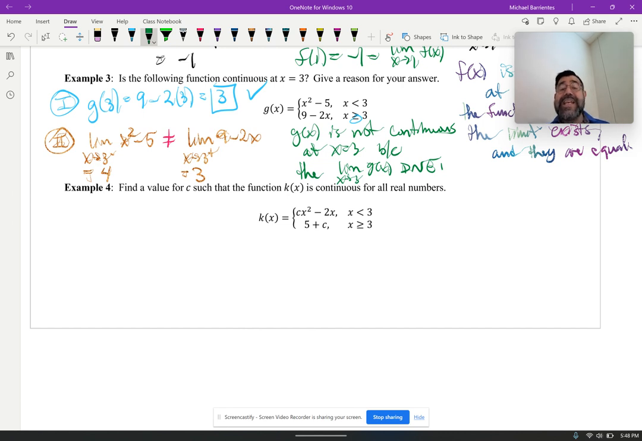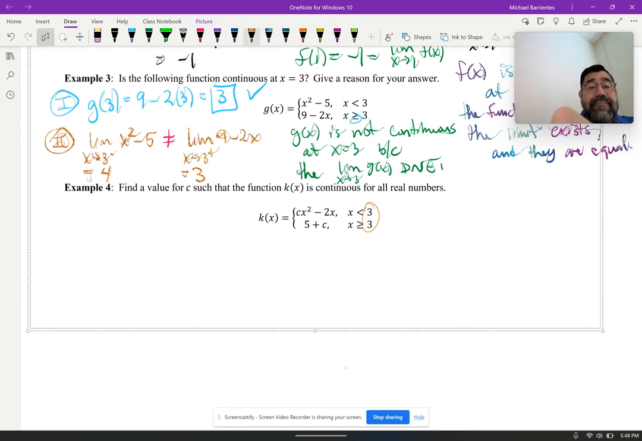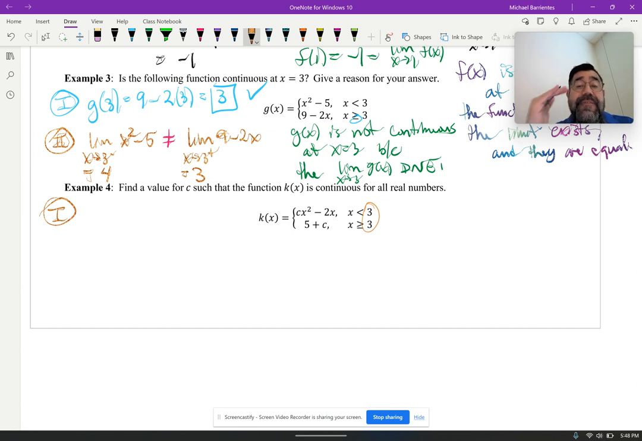So if there's any issue that's going to happen, it's going to be at x equals 3 because that's where the first one stops and the second one begins. So we're going to check the continuity at x equals 3. If that continuity works, then my function is continuous for all real numbers because we already know by the very nature of the pieces that they're continuous individually on their domains. So we just need to check at this point of takeover.